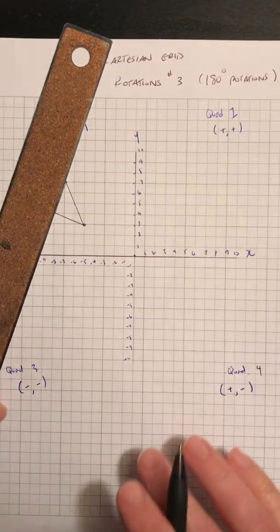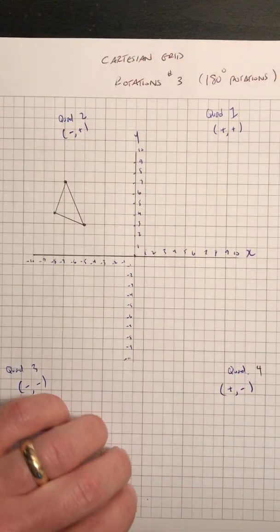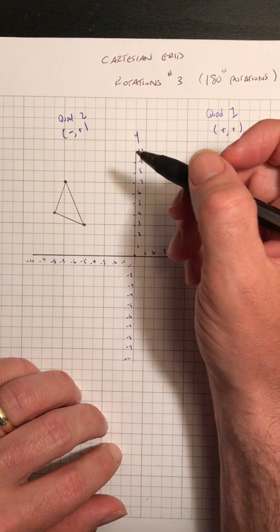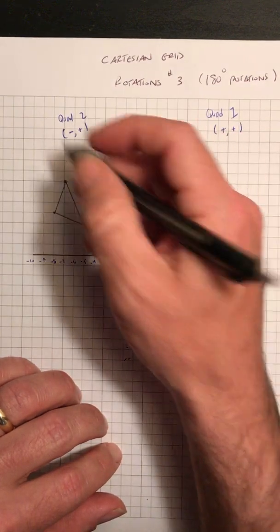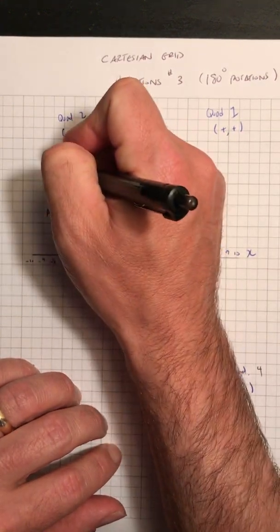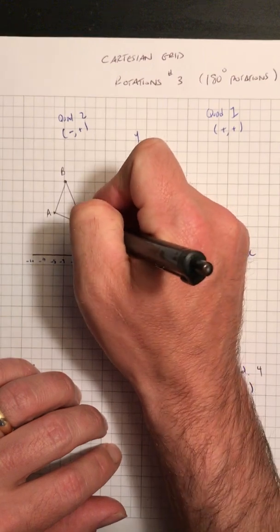All right, so follow along. So put that in there. So let's put the quadrants in here. Let's just say our vertices are A, B, C.